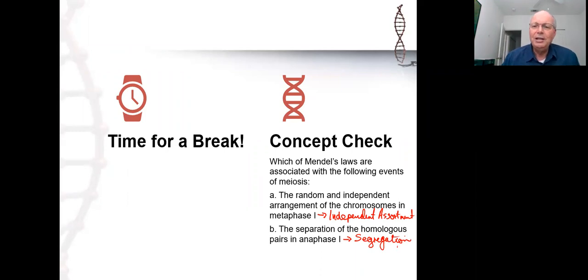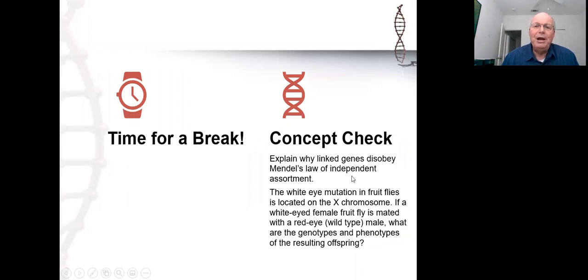So those are the connections between Mendel's laws and the events in meiosis, something that you need to make sure that you have clear in your mind. Where do you look in meiosis to see the behavior of the chromosomes that leads to Mendel's laws? And here are my last two concept check questions for this chapter. Explain why linked genes disobey Mendel's law of independent assortment.